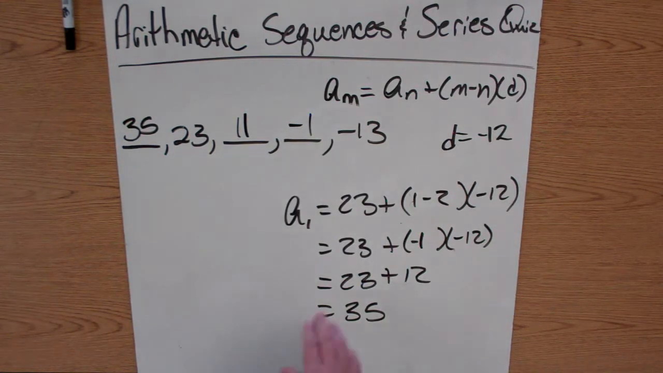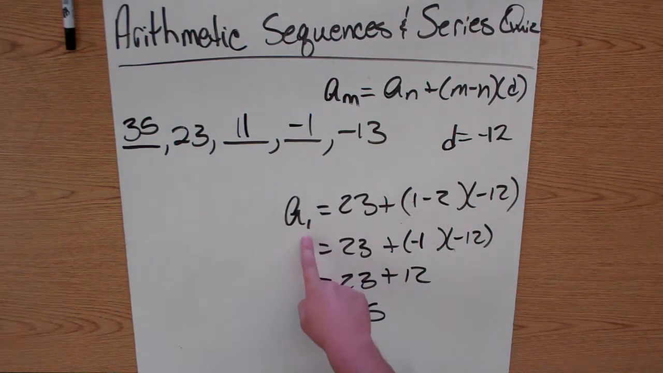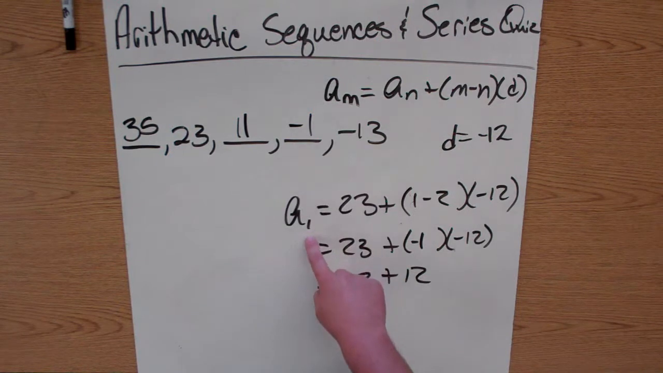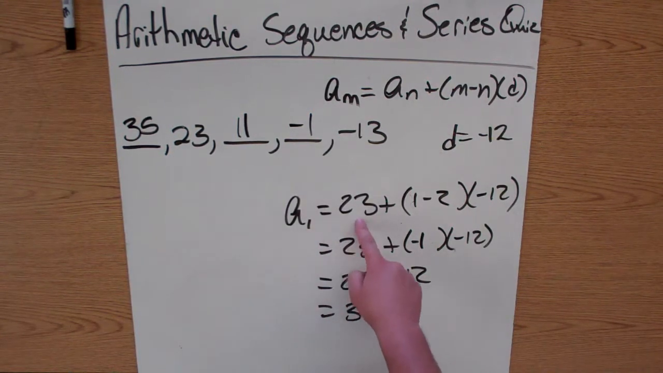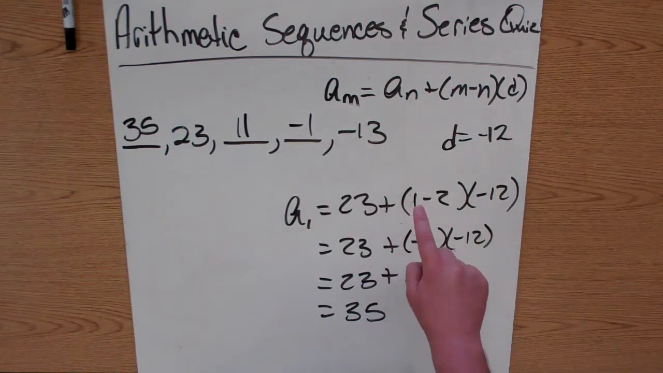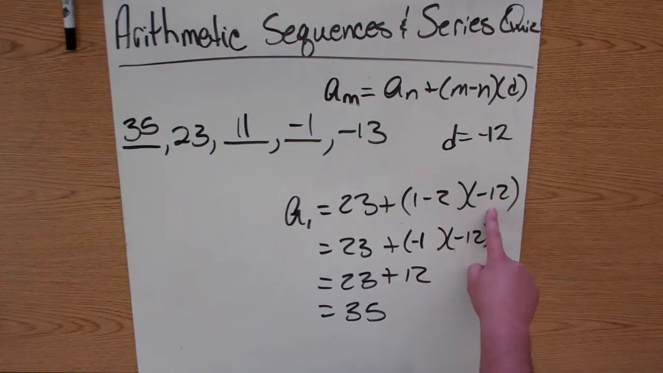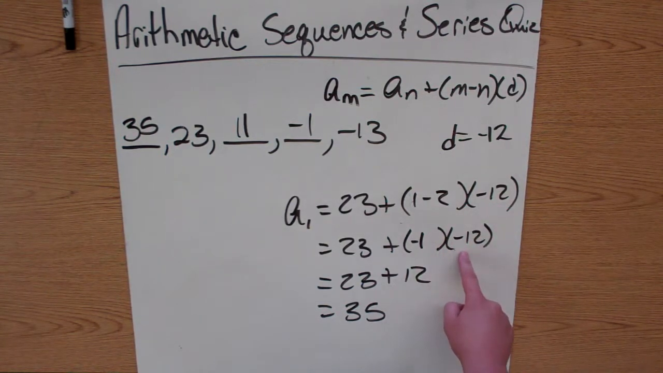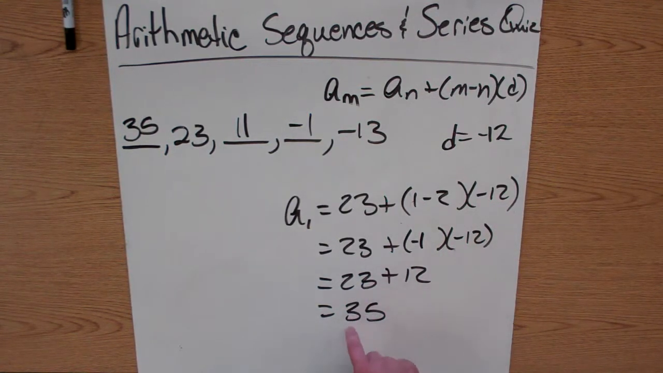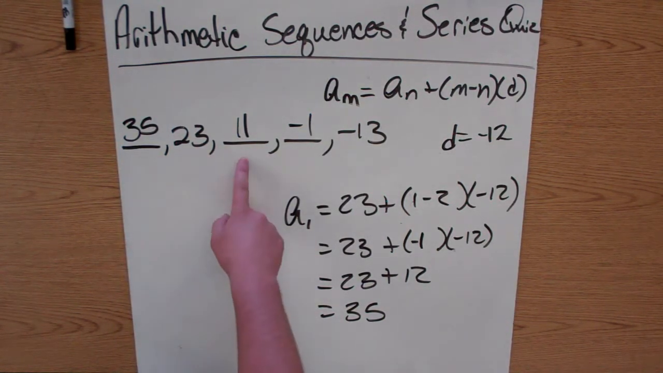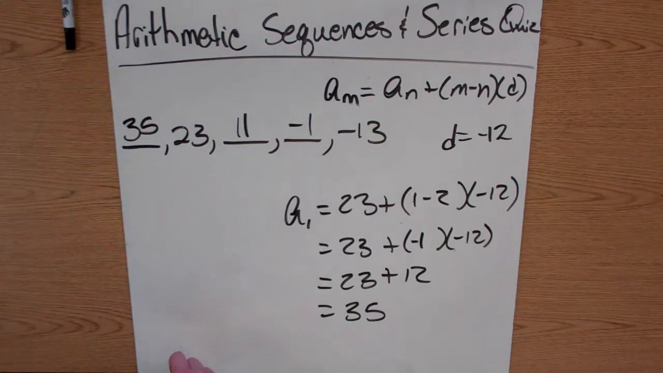But remember your formula, a sub m, m is the number you're looking for. We're looking for the first term, equals 23 plus n, which is the number of term you're looking for, which is 1, minus the term you used here, so we used our second term, times your difference. That's negative 1 times negative 12, which is positive 12, plus 23, which is 35 for the first term. Subtract 12, 11, subtract 12, negative 1, subtract again, negative 13.